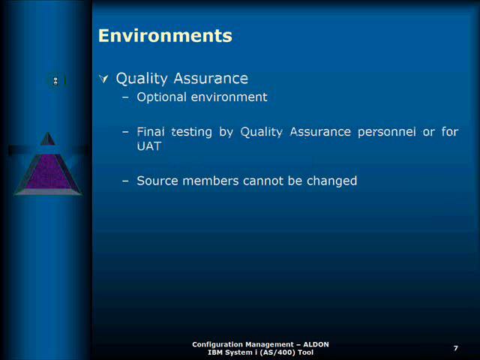The quality assurance environment. This again is an optional environment and is used for final testing by quality assurance personnel or for user acceptance testing. Its contents are typically controlled by a quality assurance librarian. Source members cannot be changed even in the quality assurance environment. So they must be checked out into the development environment to be fixed if failures occur during the quality assurance testing.